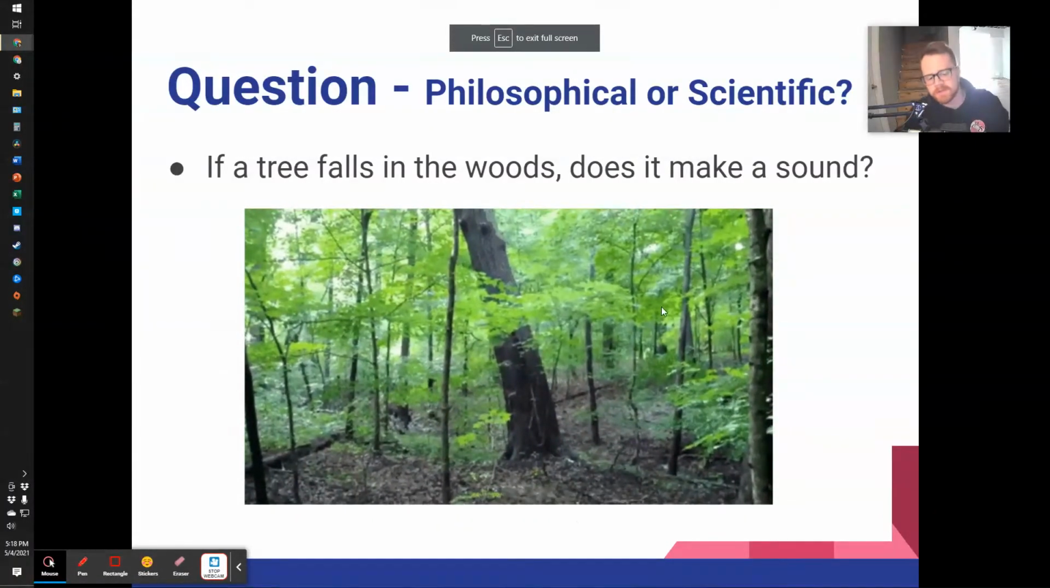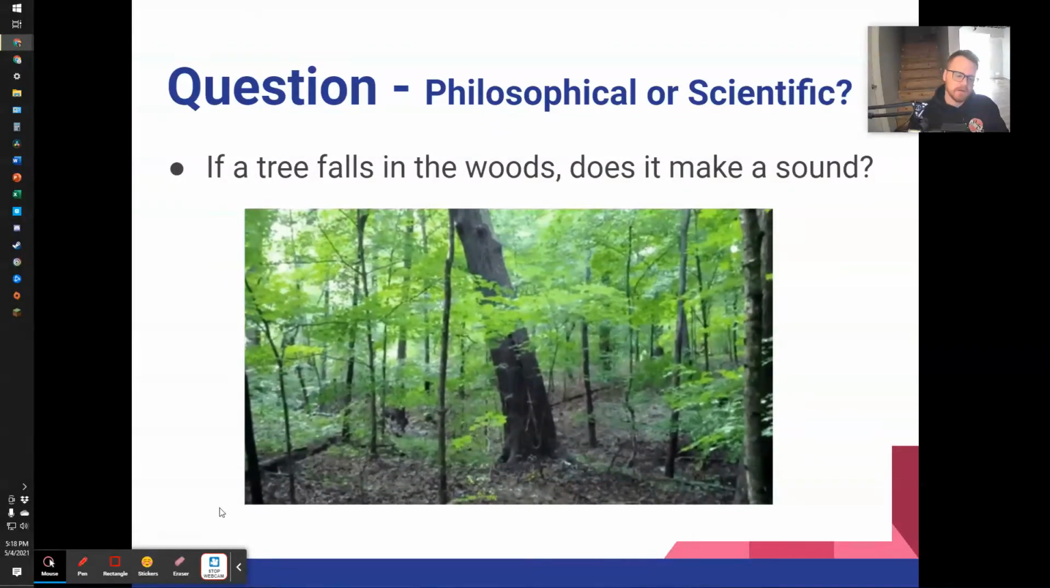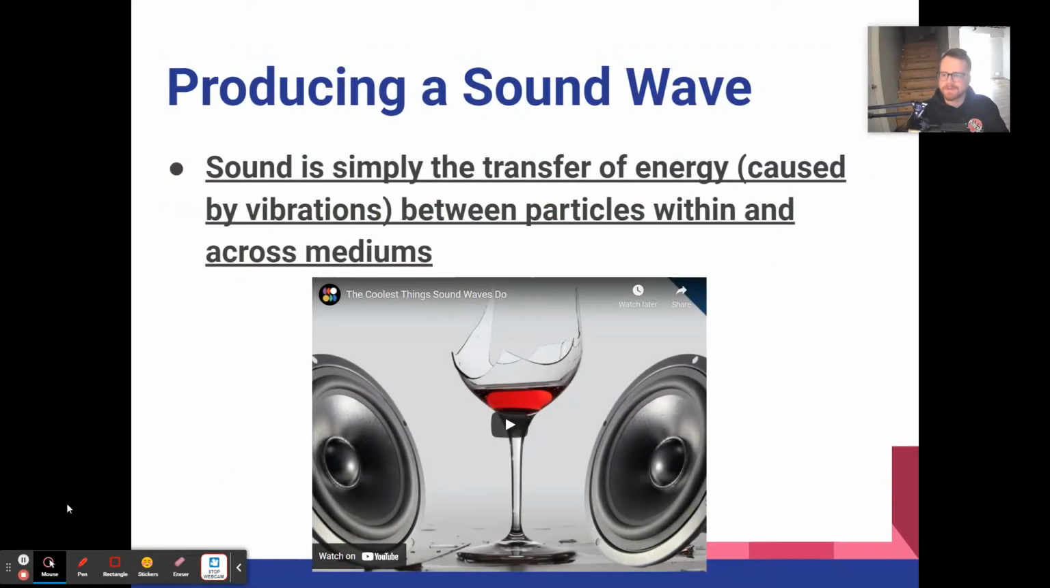So just because you don't hear the sound of a tree falling, it doesn't mean that tree didn't fall. Of course it fell, because all sound is vibrations. So sound is simply the transfer of energy by vibrations between particles within and across mediums.